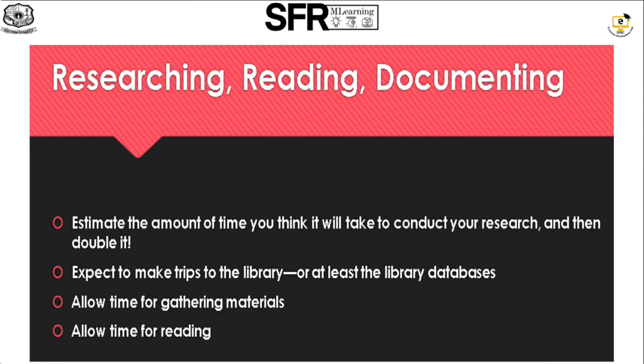Researching, reading and documenting. Estimate the amount of time you think it will take to conduct your research and then double it. Expect to make trips to the library or at least the library databases. So you have to go to library databases, you have to refer. Allow time for getting materials. Allow time for reading. So researching, reading and documenting are the main 3 steps to avoid plagiarism. So follow this in your way and avoid plagiarism and produce originality in all your works. Thank you.